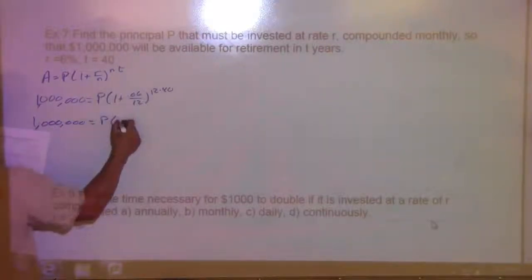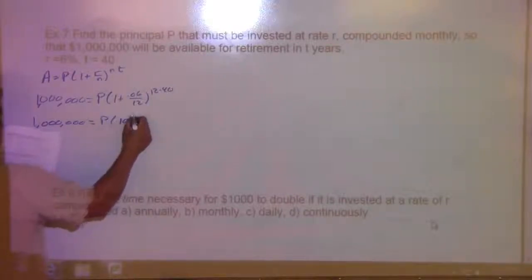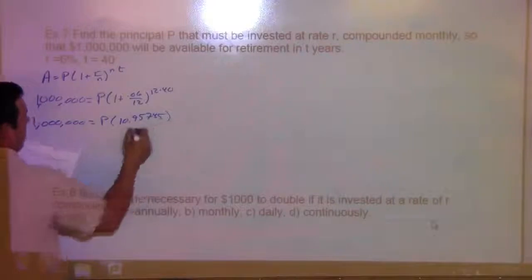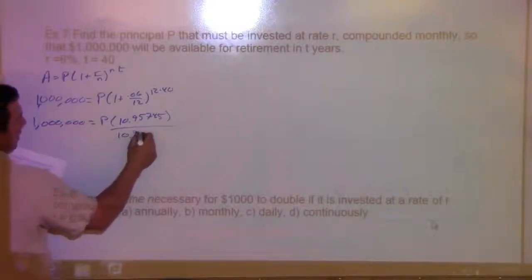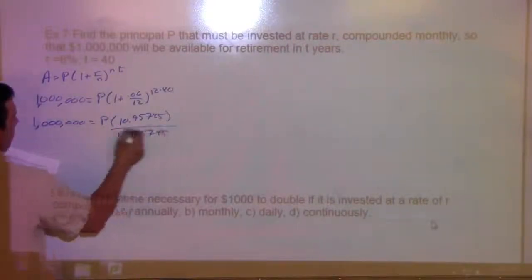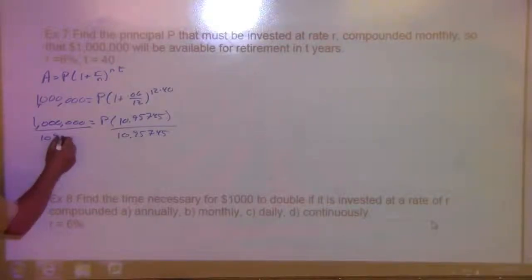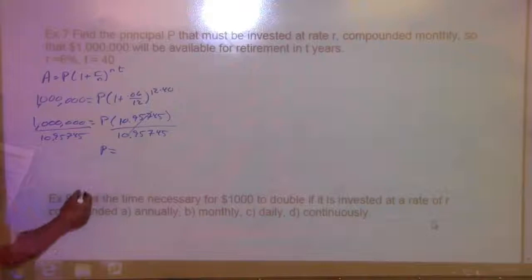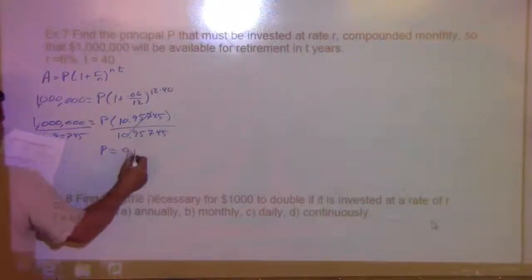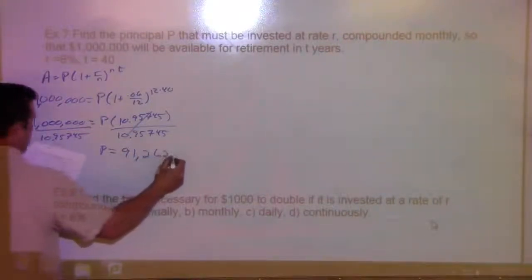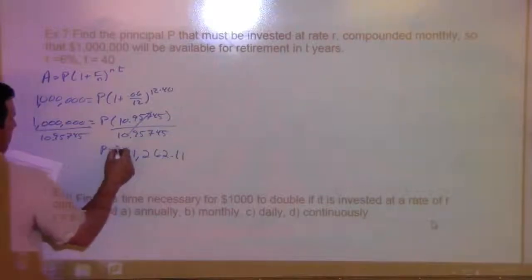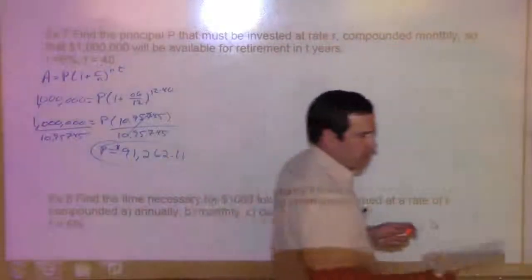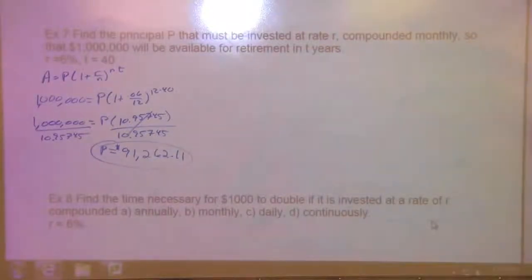So this works out to be 10.95745. We divide both sides by 10.95745. And P would be $91,262.11. Really didn't require calculus for that one.